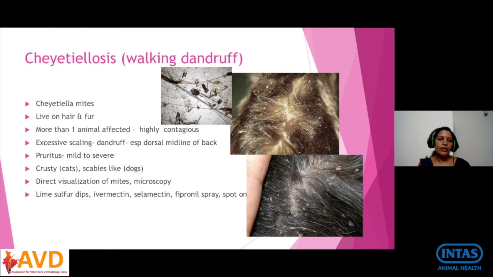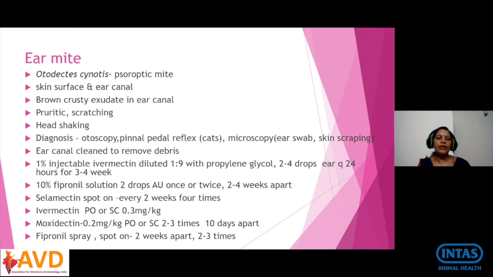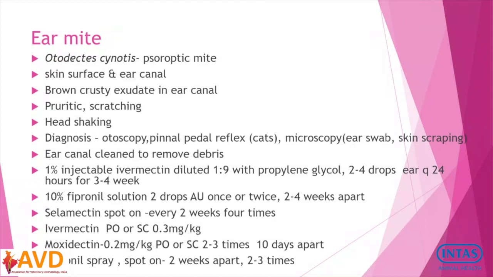Ear mite, that is Otodectes cynotis, a psoroptic mite that affects the ear canal and skin surface. There is a brown crusty exudate in the ear canal. It is pruritic. Head shaking can be seen. Diagnosis: here also the pinnal-pedal reflex can be seen in the case of cats.